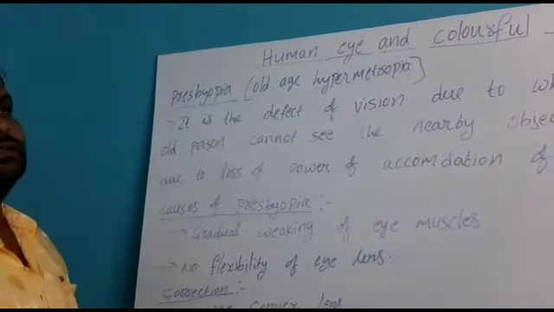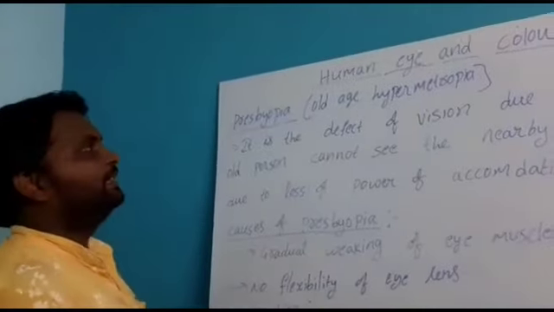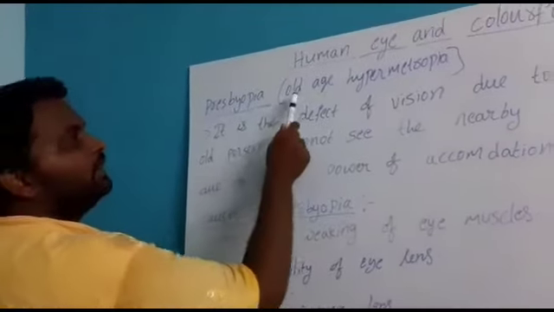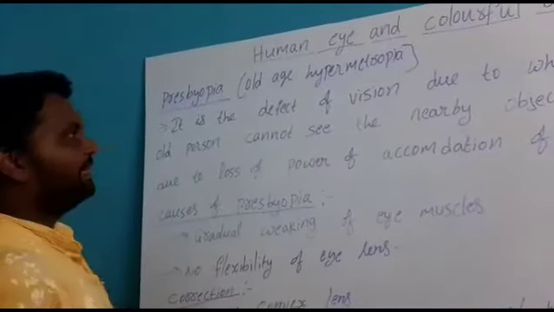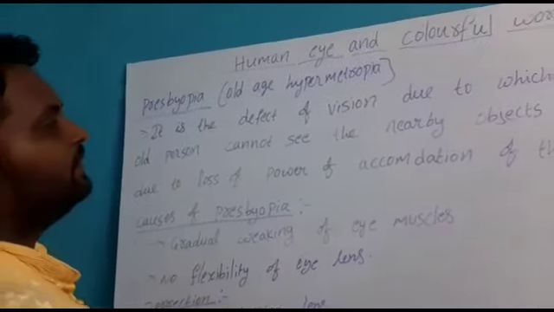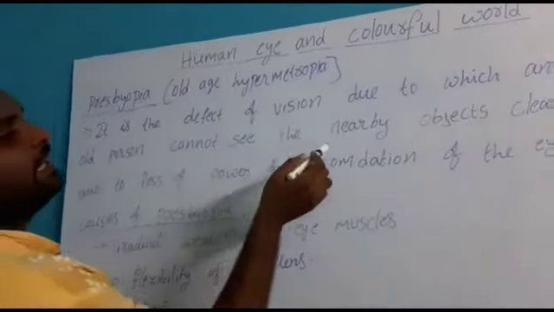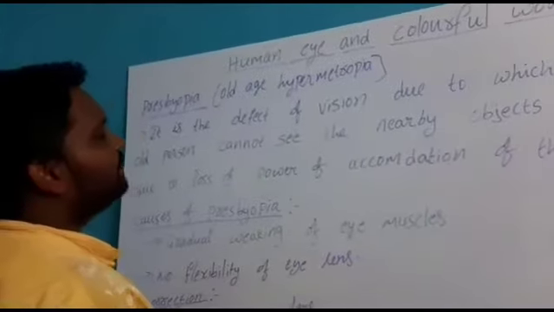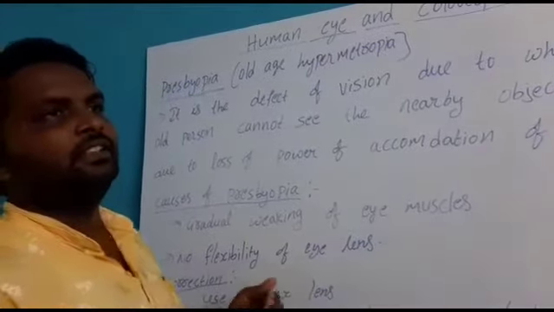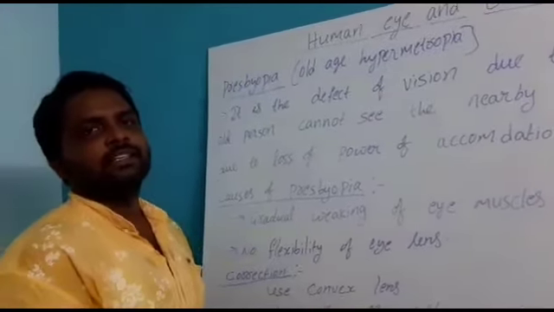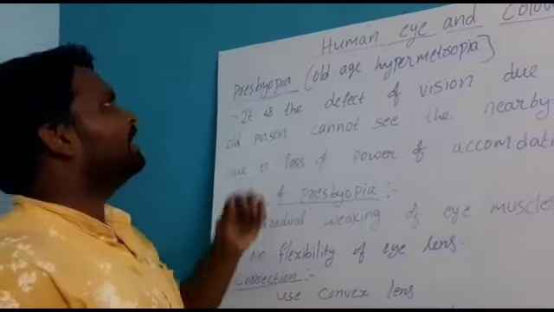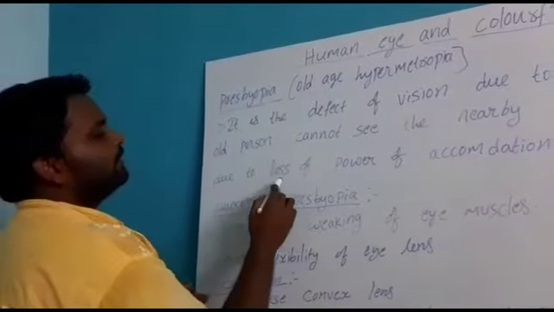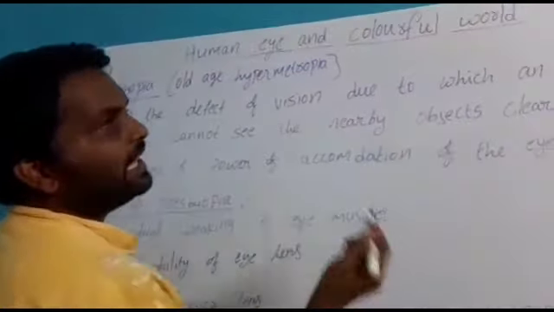Presbyopia is also one type of eye defect. It mostly happens in old age. It is also called old age hypermetropia. It is the defect of vision due to which an old person cannot see nearby objects clearly. When old persons reach a certain age, they can't see objects properly. That defect we call presbyopia, due to loss of power of accommodation of the eye.